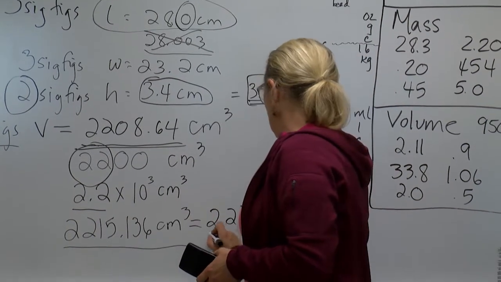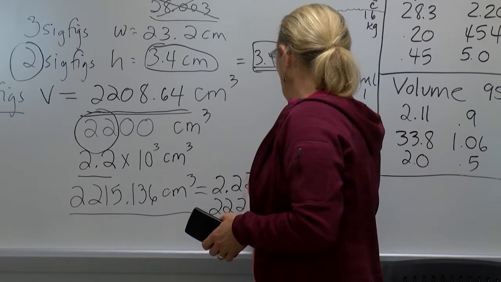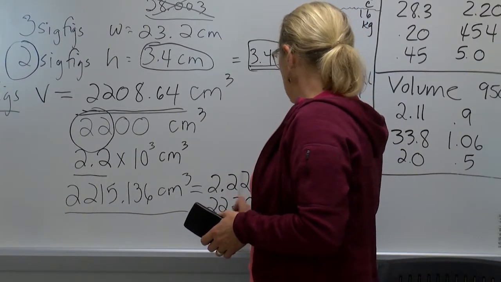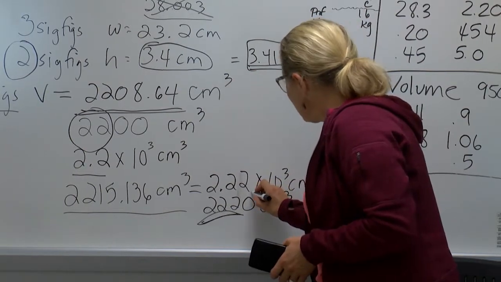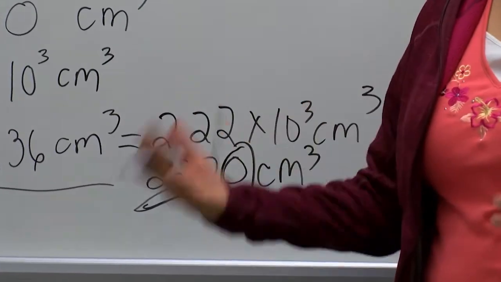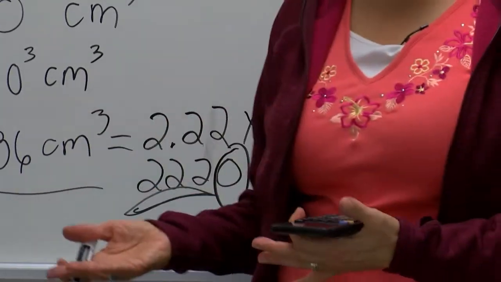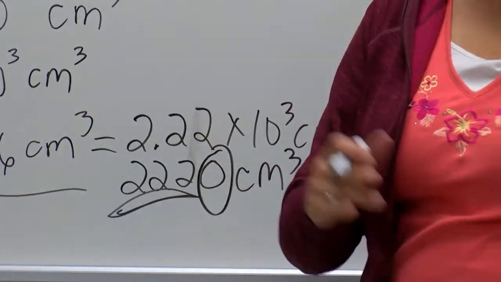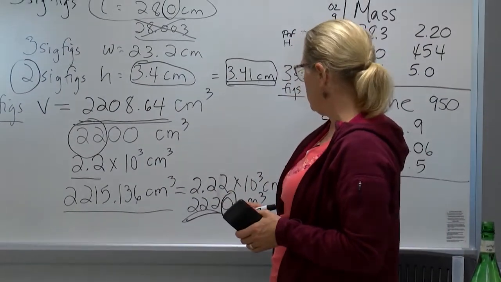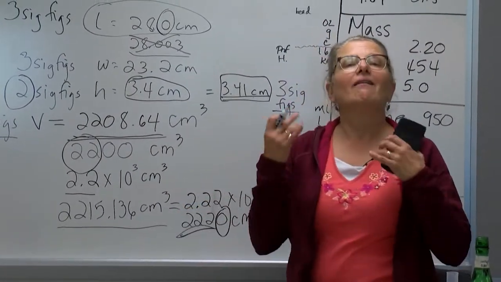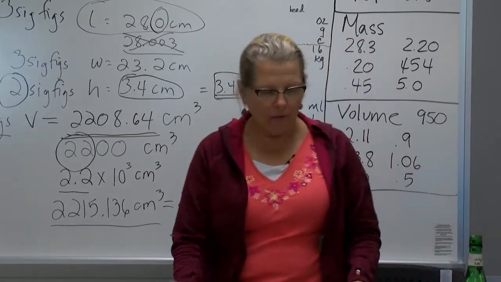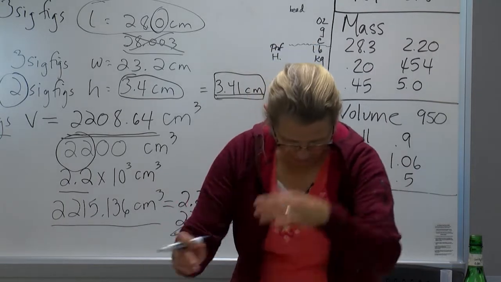We could also call it 2,220 centimeters cubed. 3 significant figures. This 0 does not matter because it's just placing the decimal, telling you you're talking about thousands. You're not talking about hundreds, you're not talking about tens, you're not talking about 10,000s, you're just talking about thousands. Now, we will get a lot of practice with this, so don't worry if right now things are a little bit sketchy in your mind.